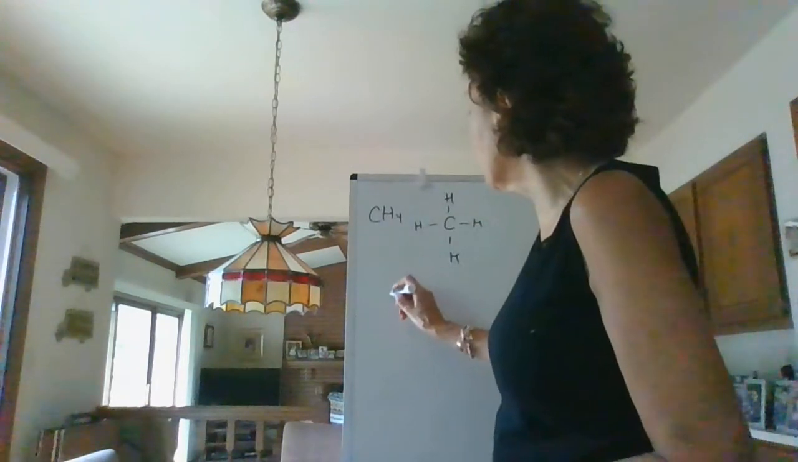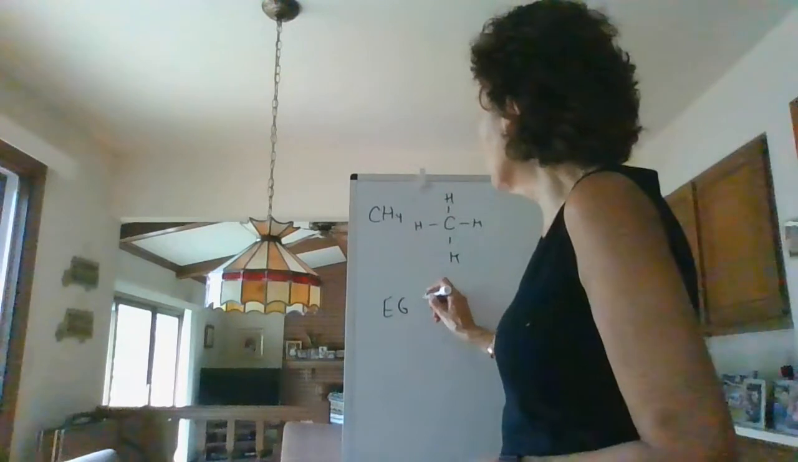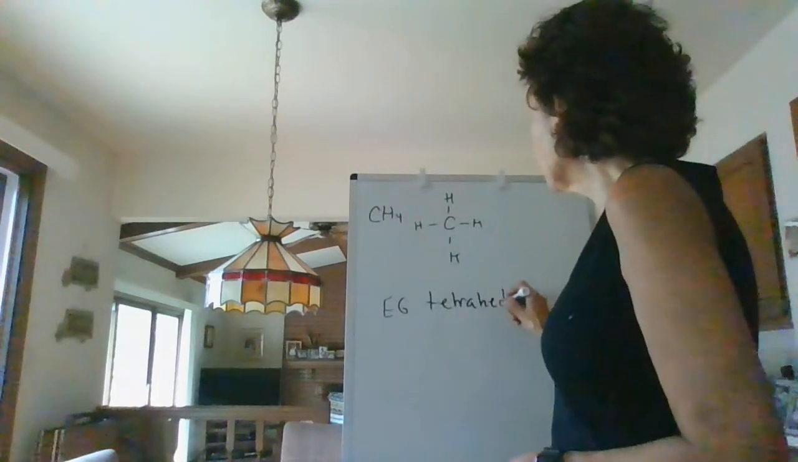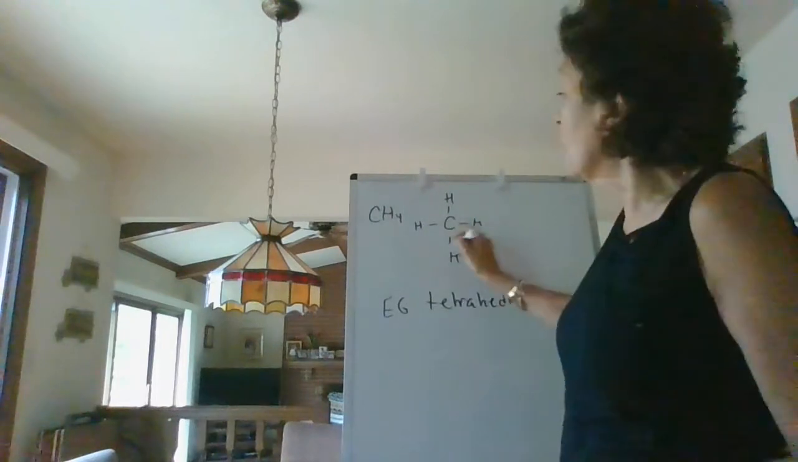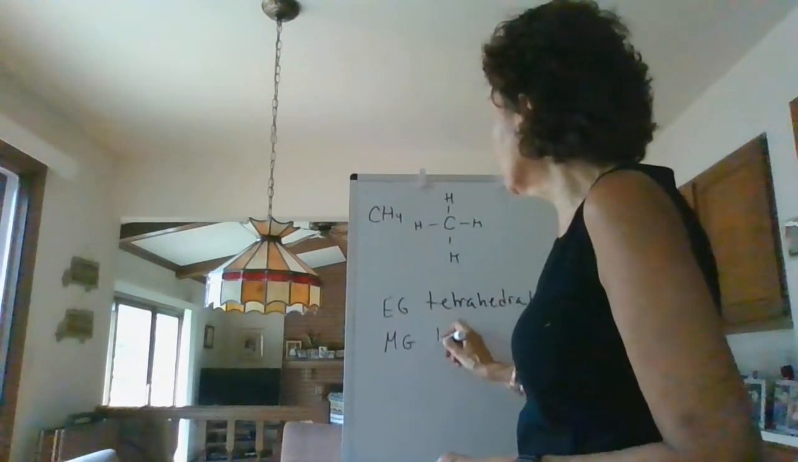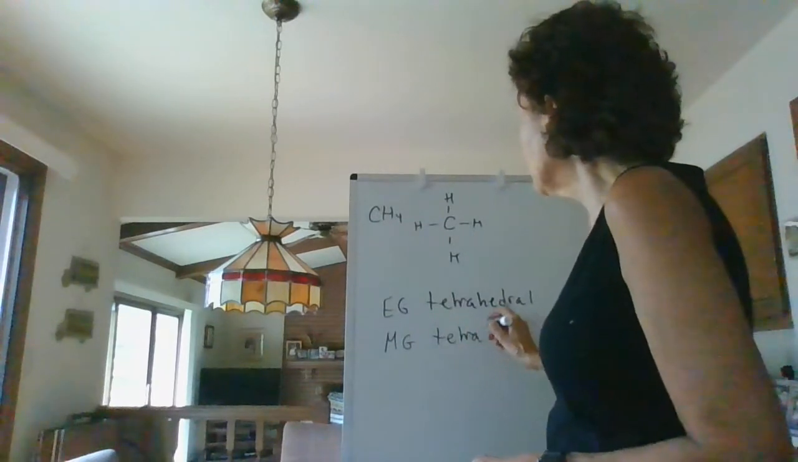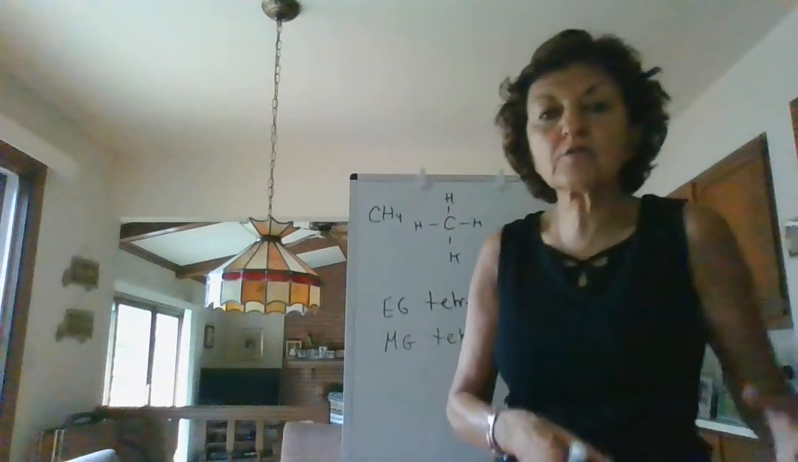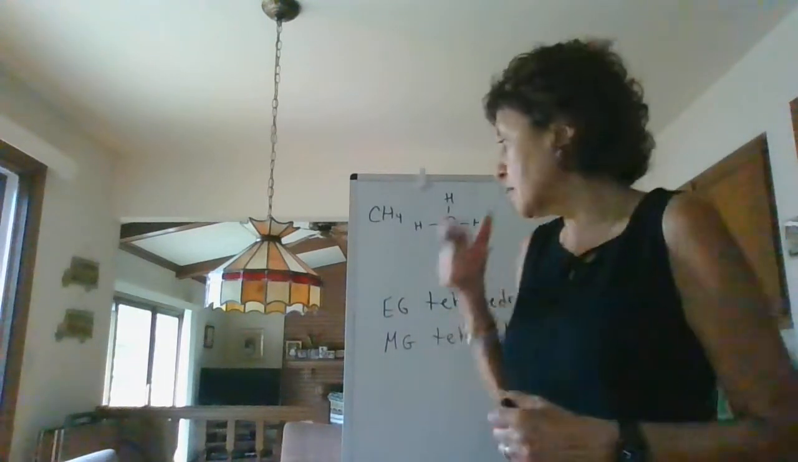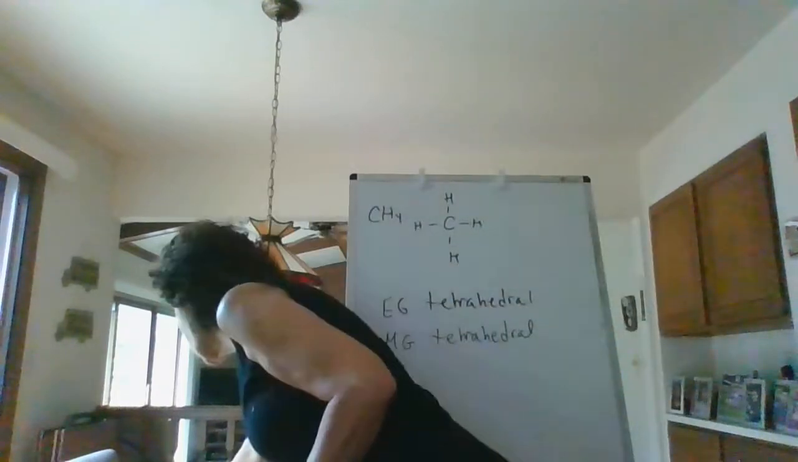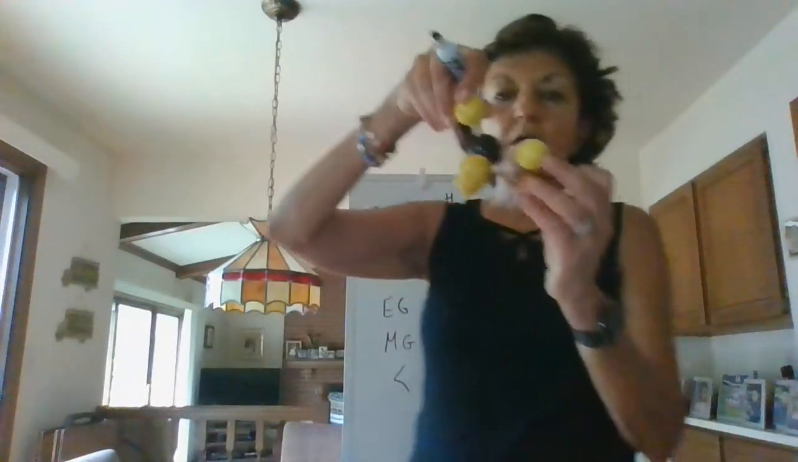Anytime you have 4 areas, the electron geometry is called tetrahedral. And because you have no lone pairs around the central atom, the molecular geometry would also be tetrahedral. Remember, anytime there are no lone pairs, molecular geometry is the same as electronic geometry. Okay, what would the bond angles be? Well, this is what a methane looks like.